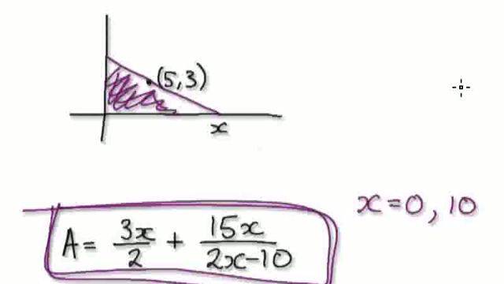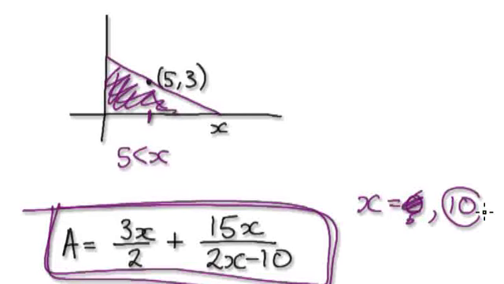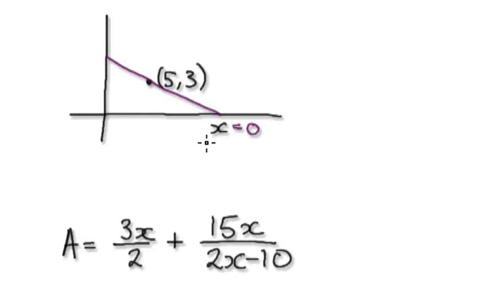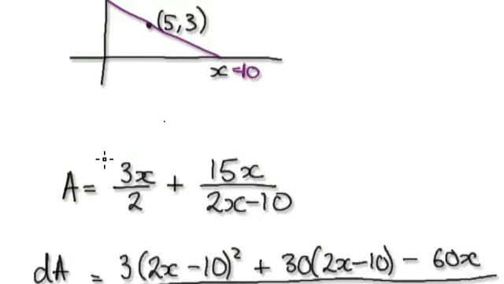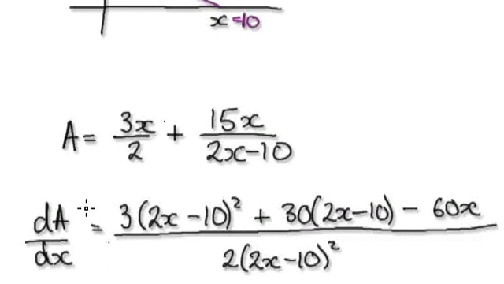Now, the domain for our problem is that x has to be greater than 5. So this 0 here is meaningless, and this 10 here makes sense. So we got to a stage where x equals 10. Okay, x equals 10. So when x equals 10, dA by dx will be 0.